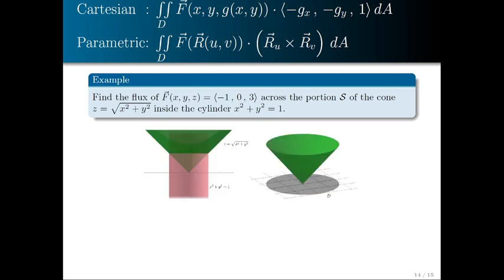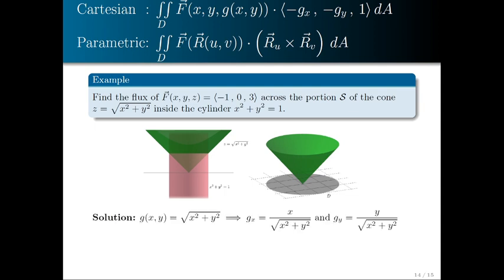Okay, so this is how our surface looks like. So we have the upper nappe of our cone, then we have the cylinder. So the part of the cone inside the cylinder would just be this one. On the right, we can see this truncated surface, and D here would be the projection of this surface onto the xy plane. So obviously, you can see that the projection is just the disk centered at the origin with radius 1.